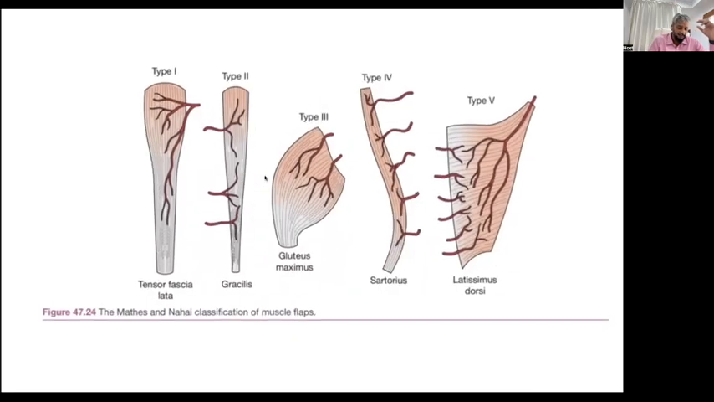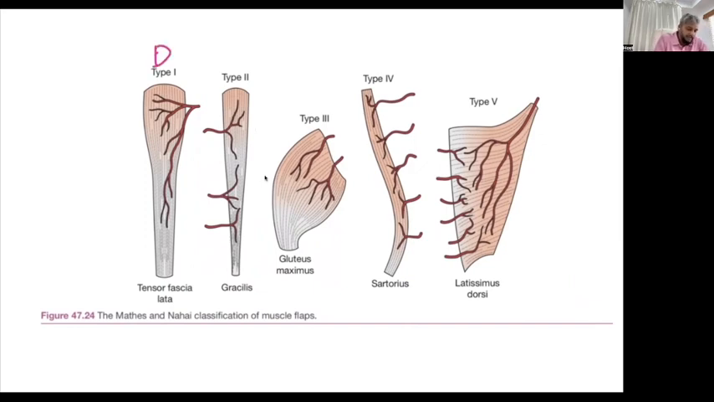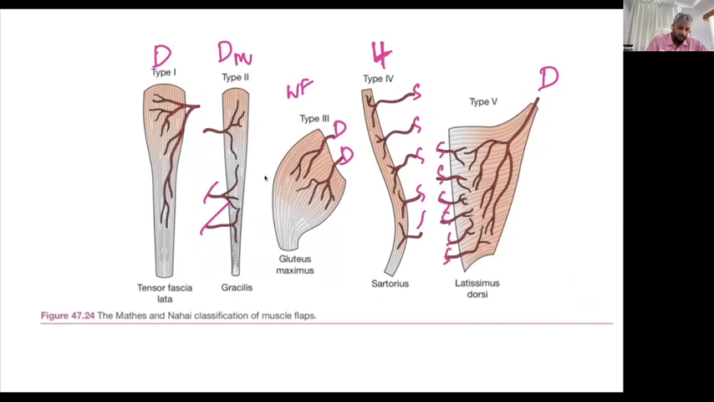So if you see this figure, type 1, as I said, D for single. Type 1 is only dominant. Type 2, D and M, one dominant vessel and minor vessels. Type 3, like wife and husband, dominant and dominant, dual dominant. Type 4 is segmental, you remember this, segmenting the numeric 4. So segmental, segmental, segmental. And type 5, you have one dominant vessel and segmental vessels. So as I said, type 2 cannot survive on minor vessel alone, and type 5 can survive on minor vessels alone.